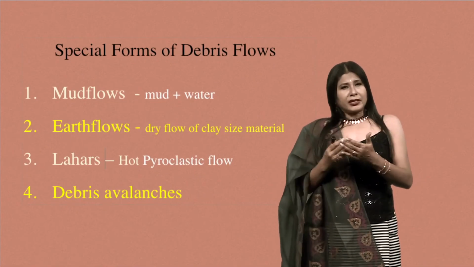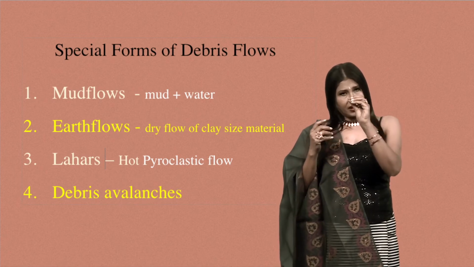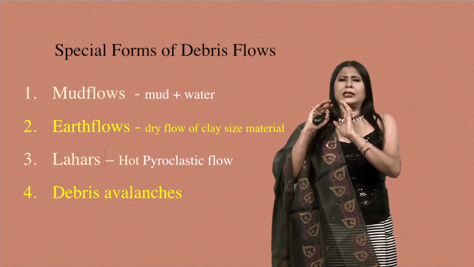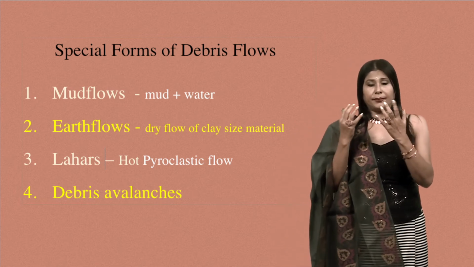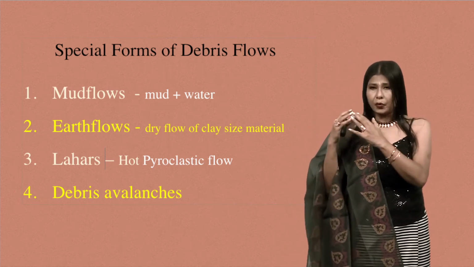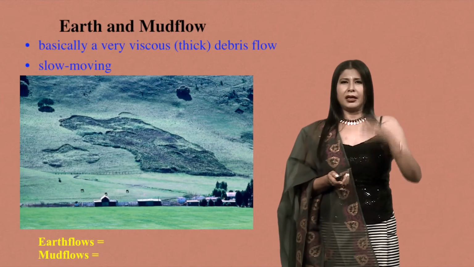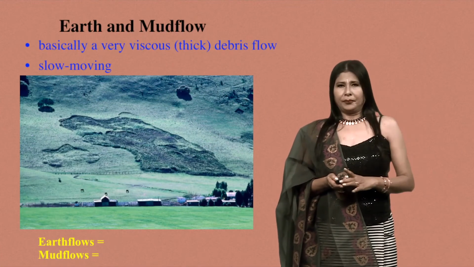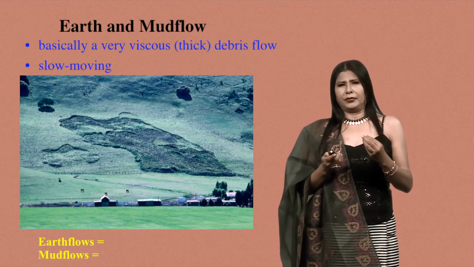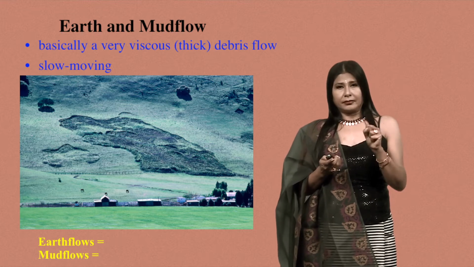So, within the debris flows we can have mud flow, where the percentage of mud is more, so mud and water. Earth flows are more of dry material. Lahar is in the volcanic areas, hot pyroclastic flow, and debris avalanche. So, now we see earth and mud flow. Basically a very viscous debris flow means very thick, and they are very slow moving.